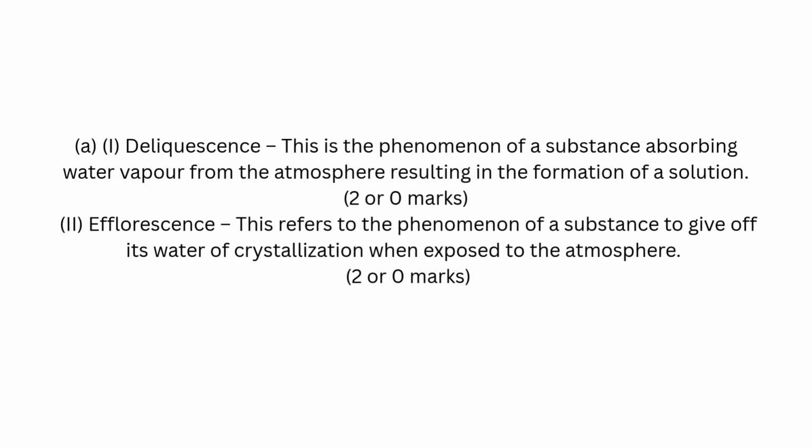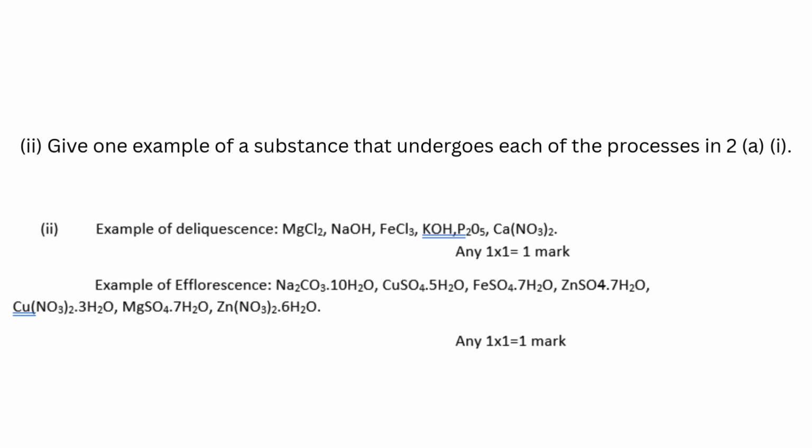Now give 1 example of a substance that undergoes each of the processes, efflorescence and deliquescence. This is an example. You can either write it like this or you can write the name of the compound. You must be able to say it like this, which gets 1 mark.